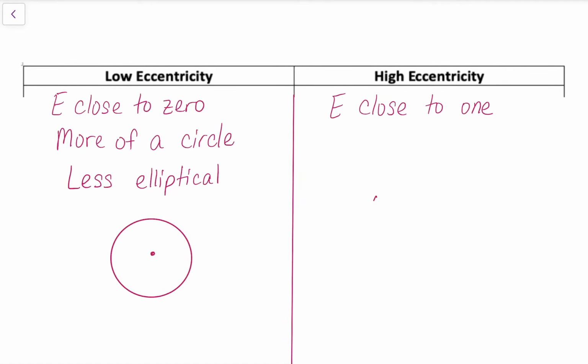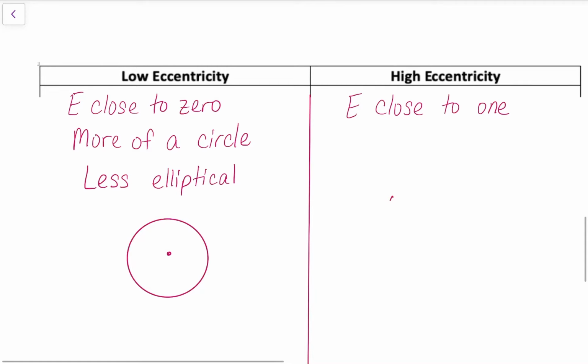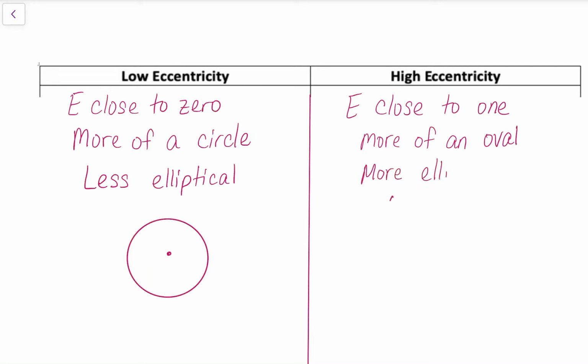With a high eccentricity, we have the shape as more of an oval, and we would say it's more elliptical. If we were going to draw an orbit with a high eccentricity, I'd start by drawing my sun, and then I'm going to draw an oval for the path of the planet around the sun.